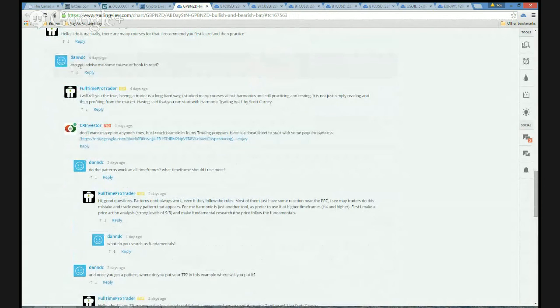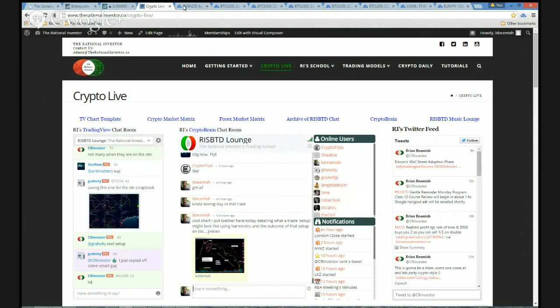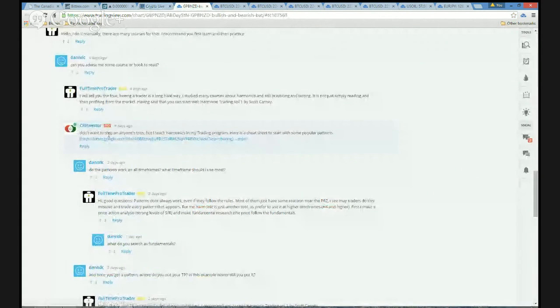This person basically says, can you advise me a course or books to read on how to do this? And this person said, well, being a full-time trader, it's a lot of work. I mean, it's not easy. Just seeing a harmonic pattern and then boom, being able to trade it is apples and oranges. And for this person in particular, I just said, I don't want to step on anybody's toes. I'm Canadian, I'm nice and polite.